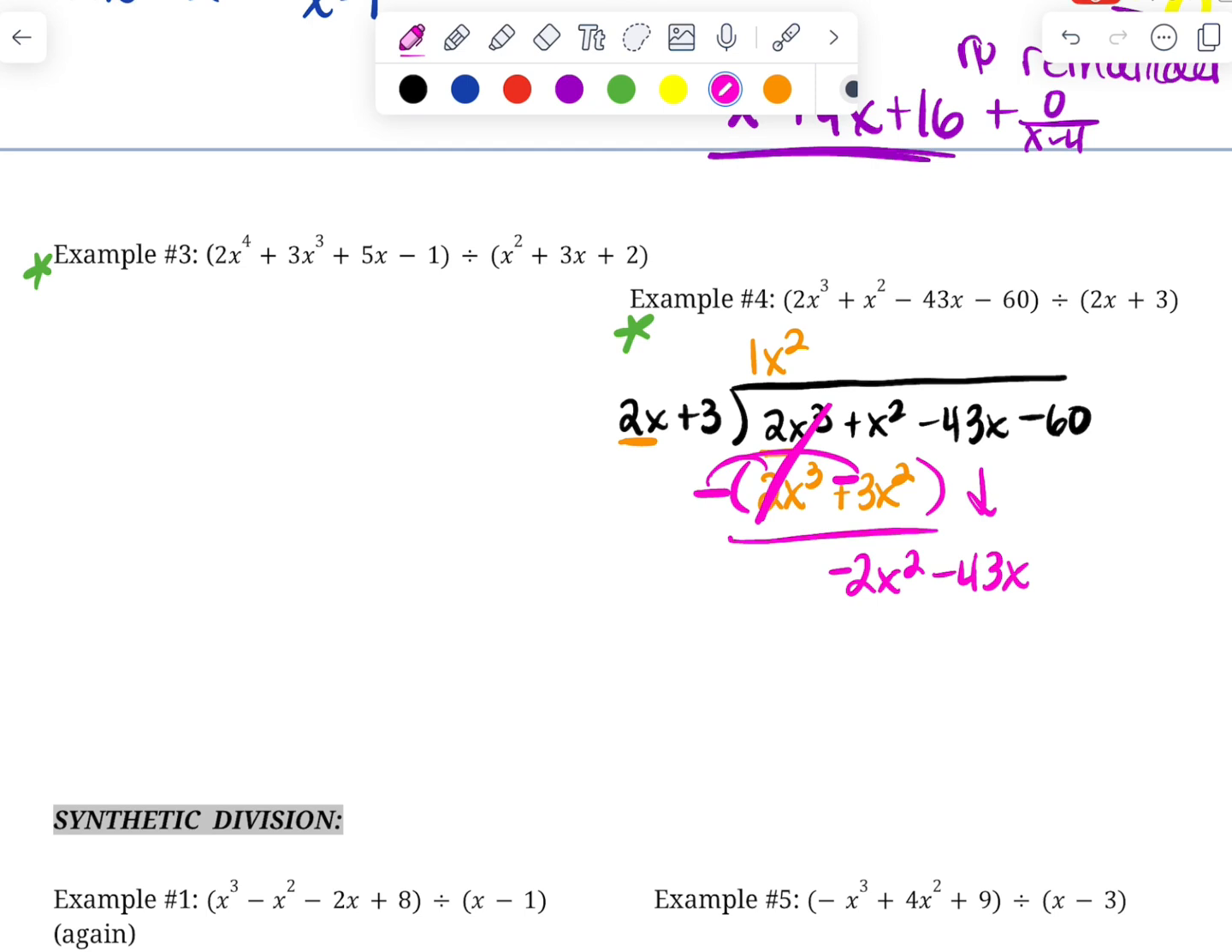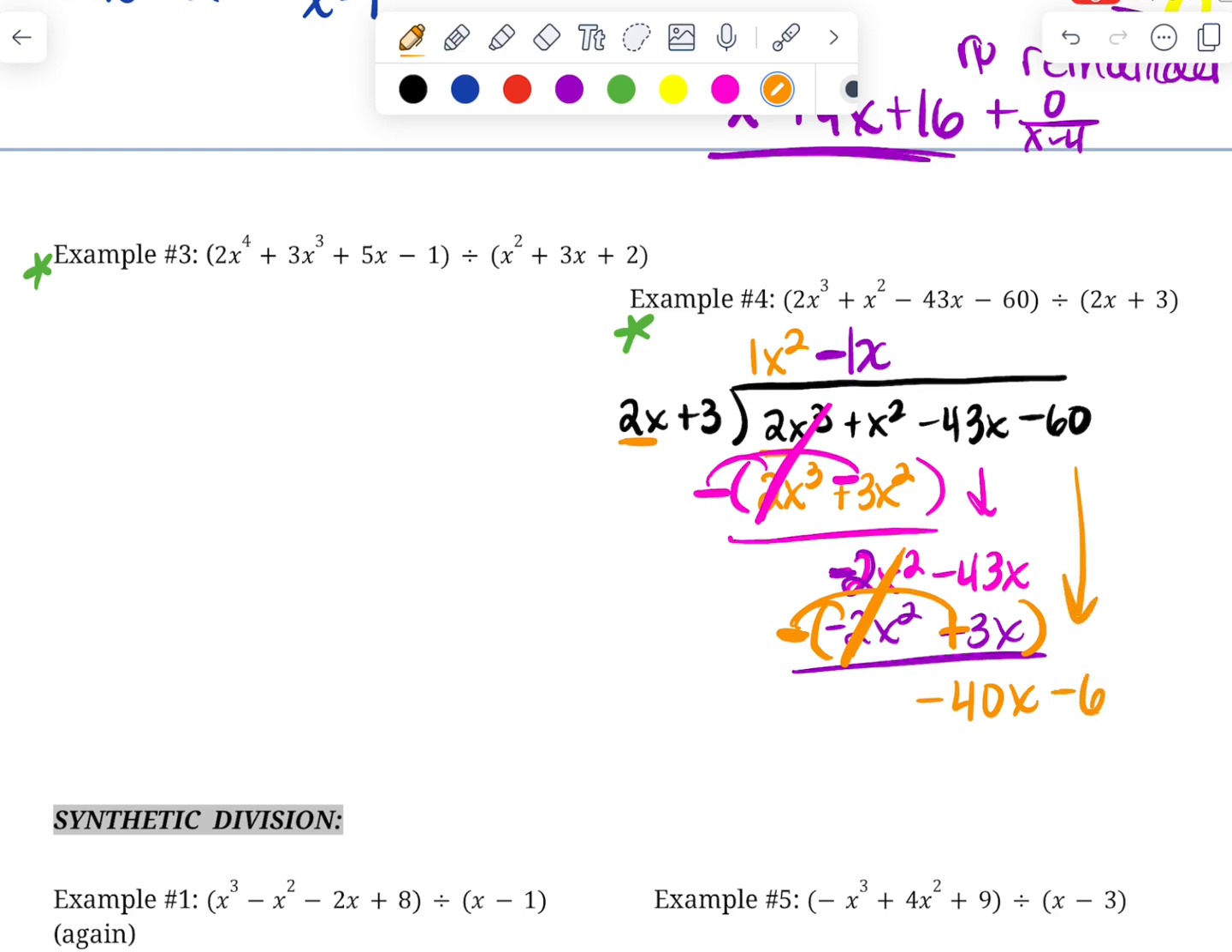Okay, next term to knock out is this negative 2x squared. So I need a negative number. I've already got my 2's matching up, so I think I just need a negative 1x. So it's going to give me negative 2x squared and negative 3x. And then remember, that means I'm going to subtract everything. So those are gone, and then I'm really adding. So I get negative 40x minus 60. Negative 40x minus 60.